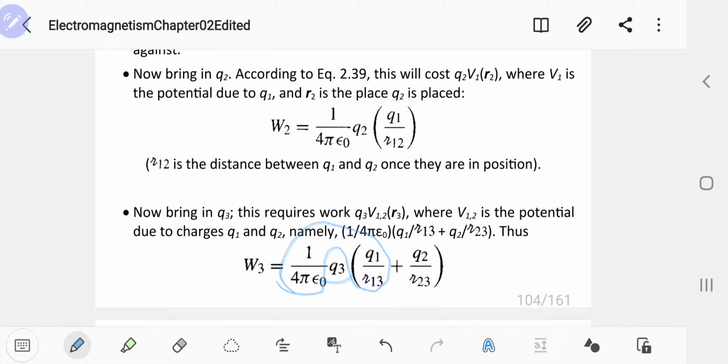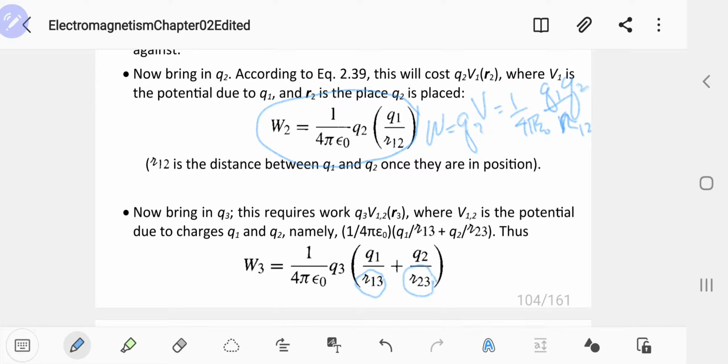If you multiply that by Q3, that's the work done for Q3. And then this is the potential experienced by Q3 from Q2. The work done there is, if you multiply Q3 by that quantity and then add, the total work. You have to take note that this is the distance between Q1 and Q3, and this is the distance between Q2 and Q3.